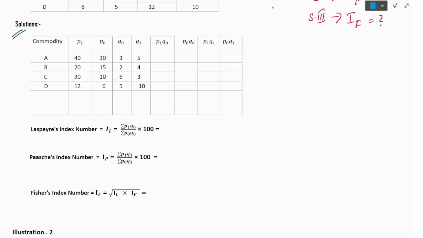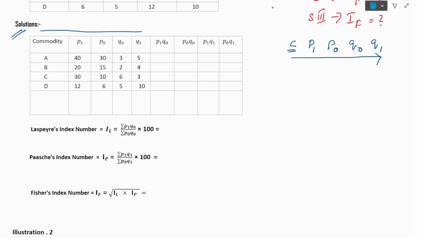Then for the solution, first construct a table. Now that table consists of how many columns? First 5 columns are from your question. What's the order? First is commodity, then we write P1, then P0, then Q0 and Q1. Therefore, this is the order to follow: commodity, P1, P0, Q0, Q1.